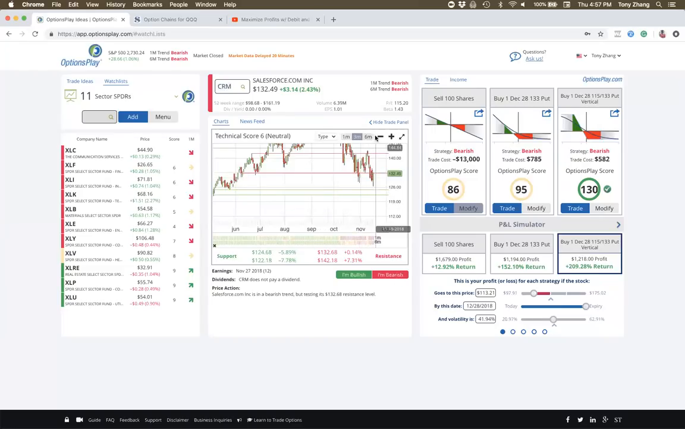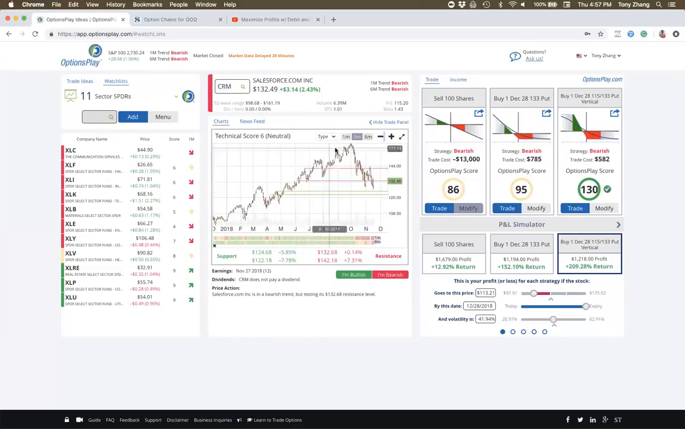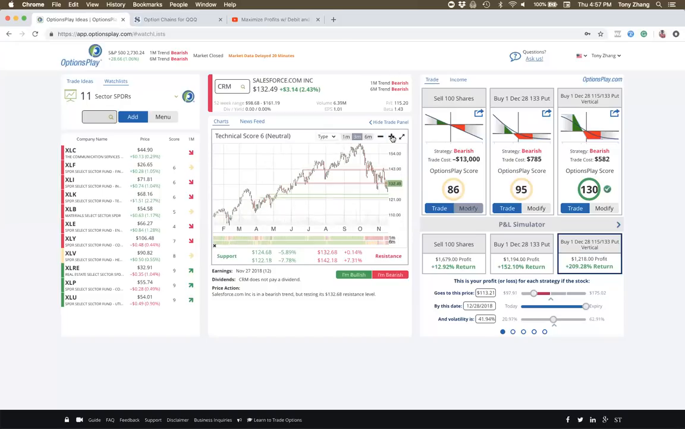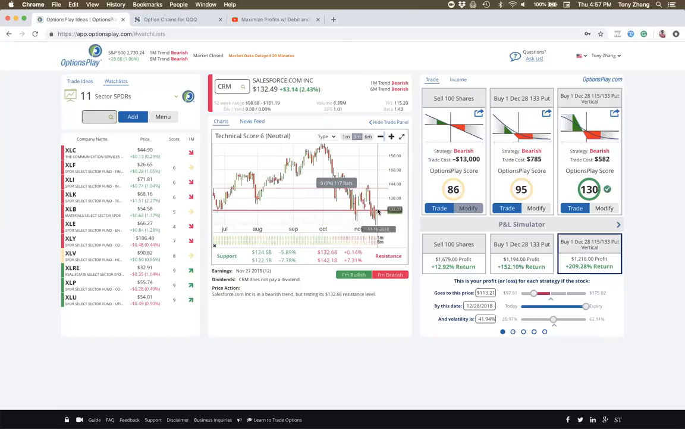I don't think it's hard for someone to argue that this might be a bit of a head and shoulders formation. I think there's a lot of downside risk. I think this can easily head to 113, 115, somewhere in that area, and conservatively, at least 122, 123 to the downside. So let's take a look at some bearish strategies. It's just trading around 133 right now or so, and that's been a resistance level here.